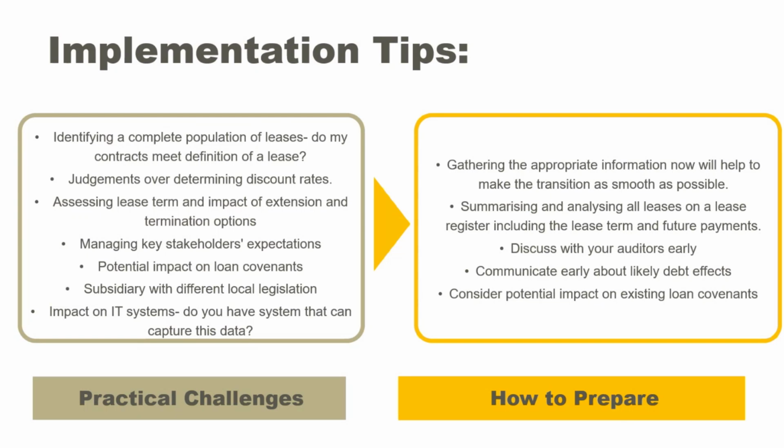And another thing to be mindful of is if you are a parent company preparing group accounts under FRS 102 with subsidiaries in foreign jurisdictions that don't have leases on their balance sheets or they're accounted for in a different way, you'll need to carry out some transition adjustments when you prepare your group accounts, and that means you'll need to collect information on those leases as well.